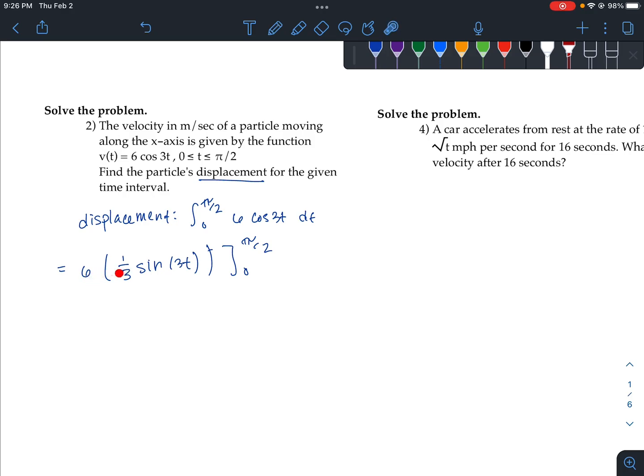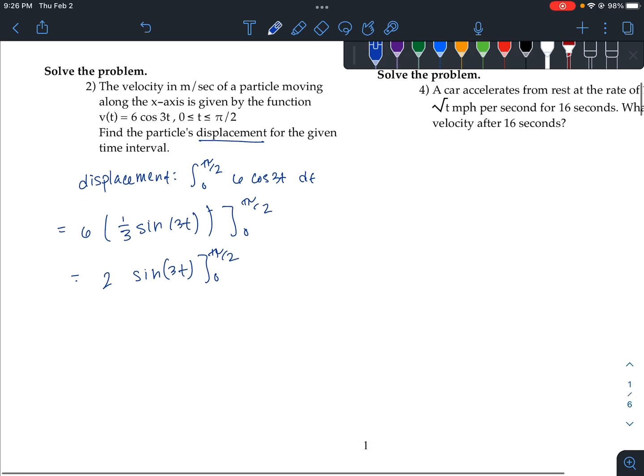If I can simplify this right here, that's going to be equal to 2 sine of 3t from 0 to pi halves. And then I'm going to evaluate my bounds. So first plug in pi halves.